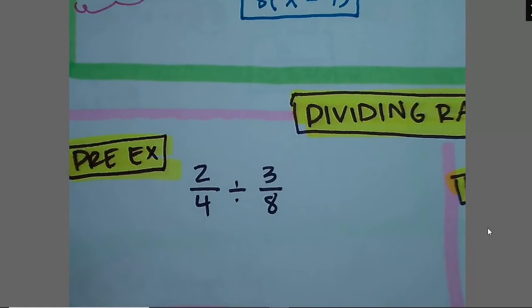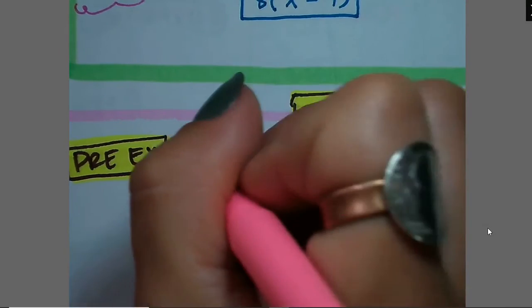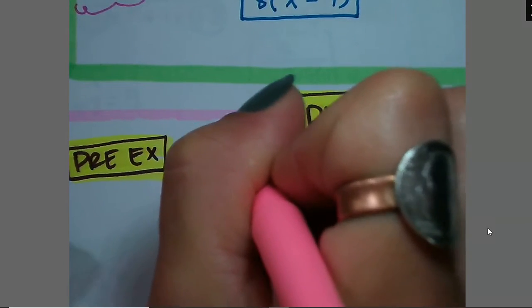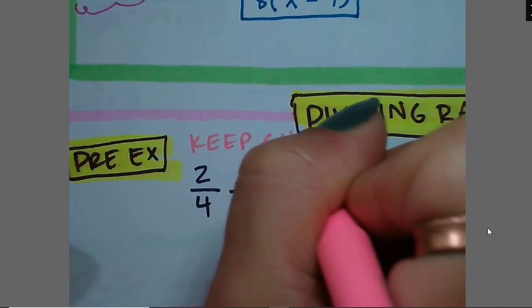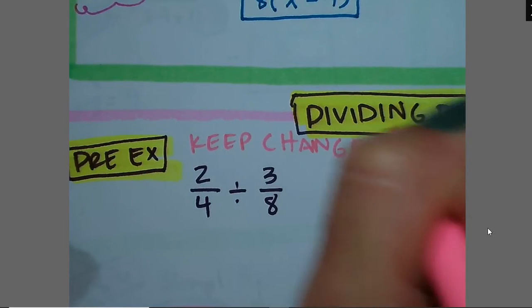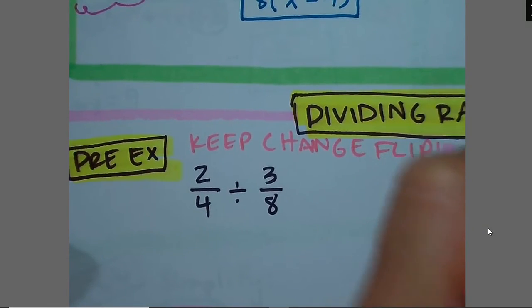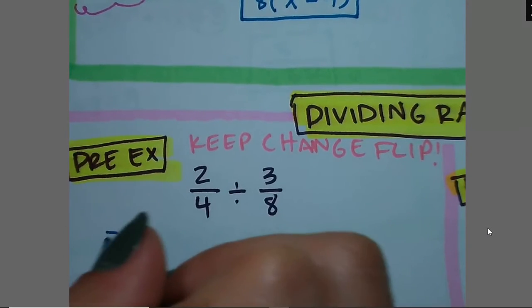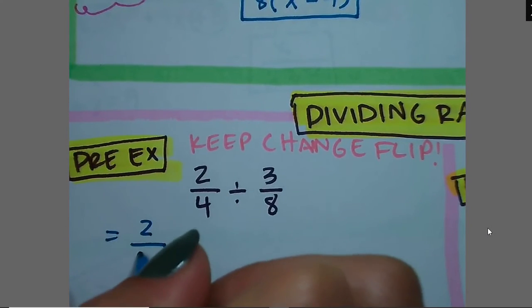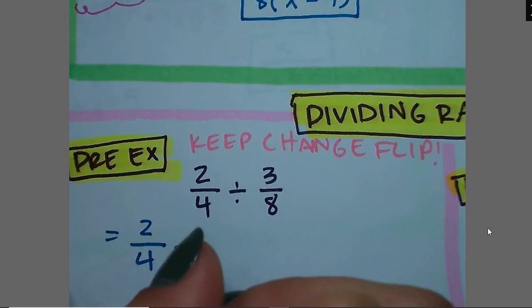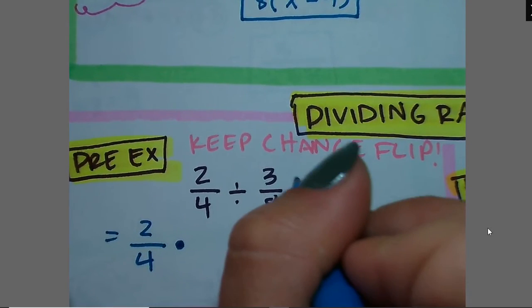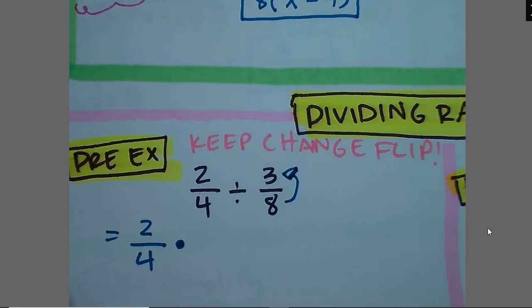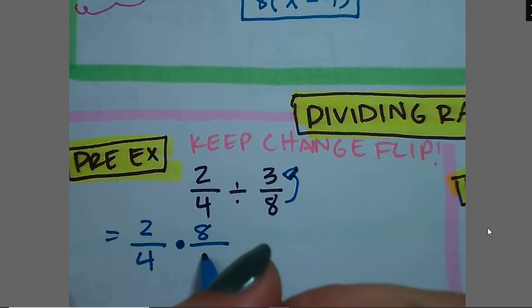The only difference in dividing from multiplying is that you have to do keep, change, flip. Okay, keep, change, flip. All right, so what we're going to do, we're going to keep the first fraction, change it to multiplication, and then flip the last one. All right, so this is going to be 8 divided by 3.